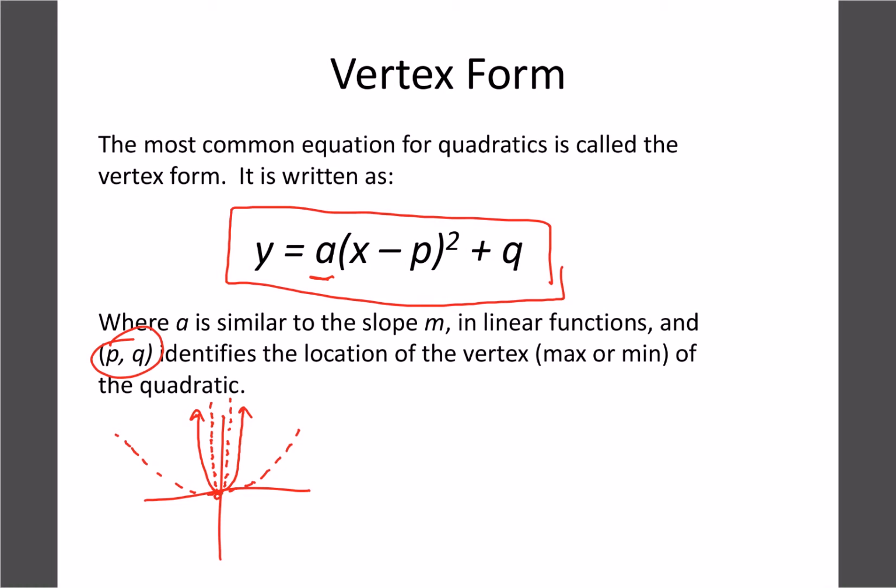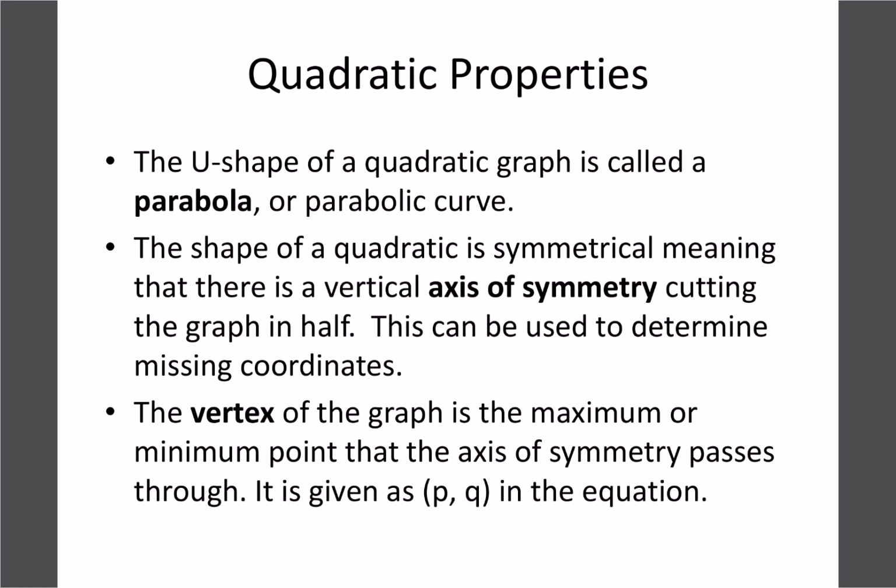So we're going to call the bottom part of the graph, so when we get a parabola shape, it doesn't matter what kind of quadratic it is, that tip of the graph we're going to say is our vertex. So that'll give us our maximum or our minimum point. And the p and q are going to actually tell us where that thing is located.